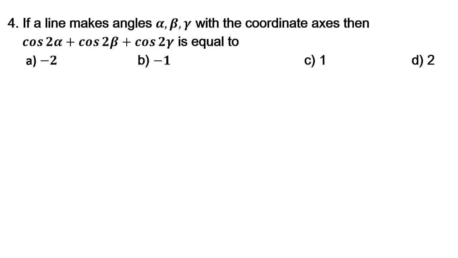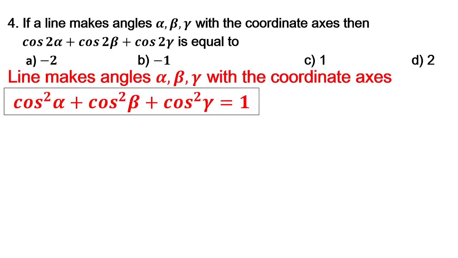Question number 4. A line makes angles with the coordinate axes. Then we have to get the value of cos 2 alpha plus cos 2 beta plus cos 2 gamma. Now, you know the idea that whenever alpha, beta, gamma are given, then cos square alpha plus cos square beta plus cos square gamma is equal to 1. That is l square plus m square plus n square is equal to 1. I am making use of it now.